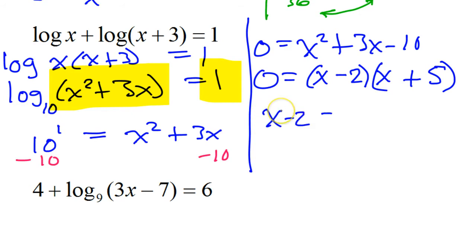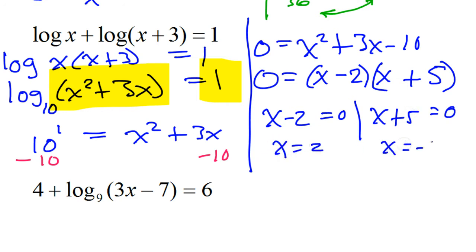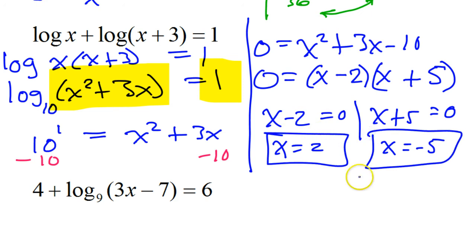So x minus 2 equals 0, and x plus 5 equals 0. So that'll give me x equals 2 and x equals negative 5. Are either of these extraneous? Do I get to keep both of these solutions?